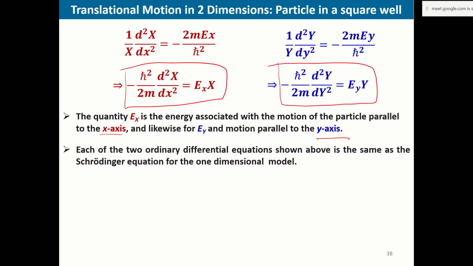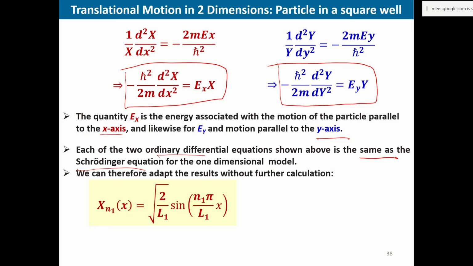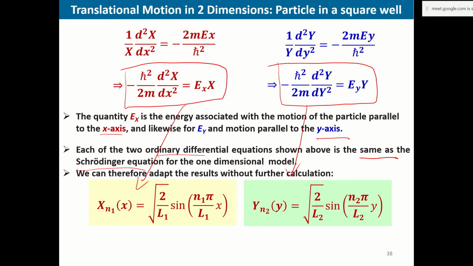Both the differential equations are the same as the Schrodinger equation for one dimension. And the solution for each one of them can be written in a similar way, like this. So along x you have root 2 by L1, along y you have root 2 by L2 as the coefficient, the normalization constant, and so n1 pi by L1 x, n2 pi by L2 y.